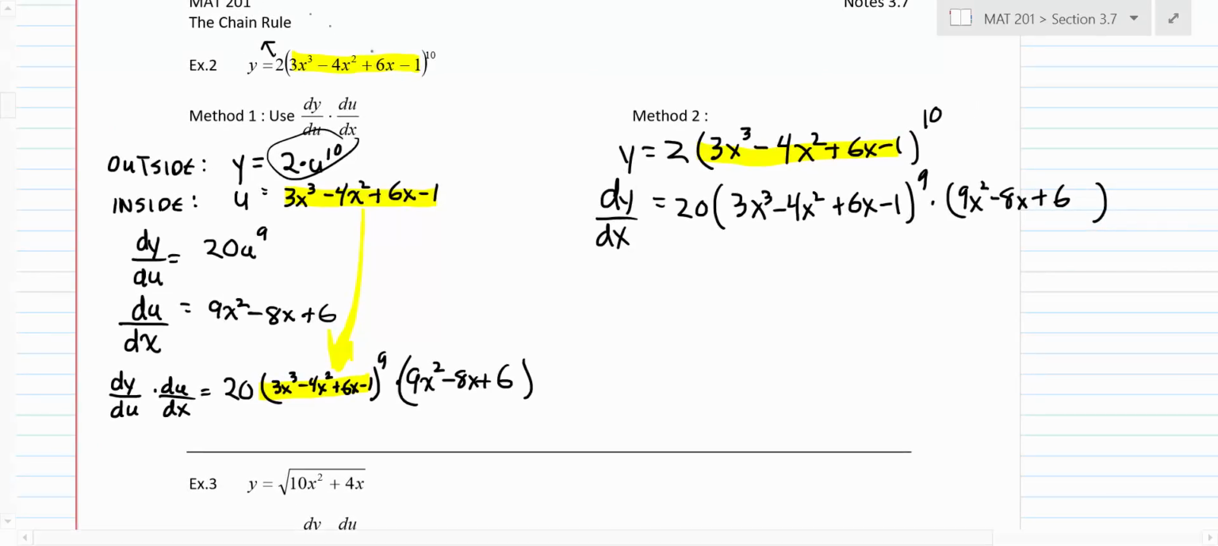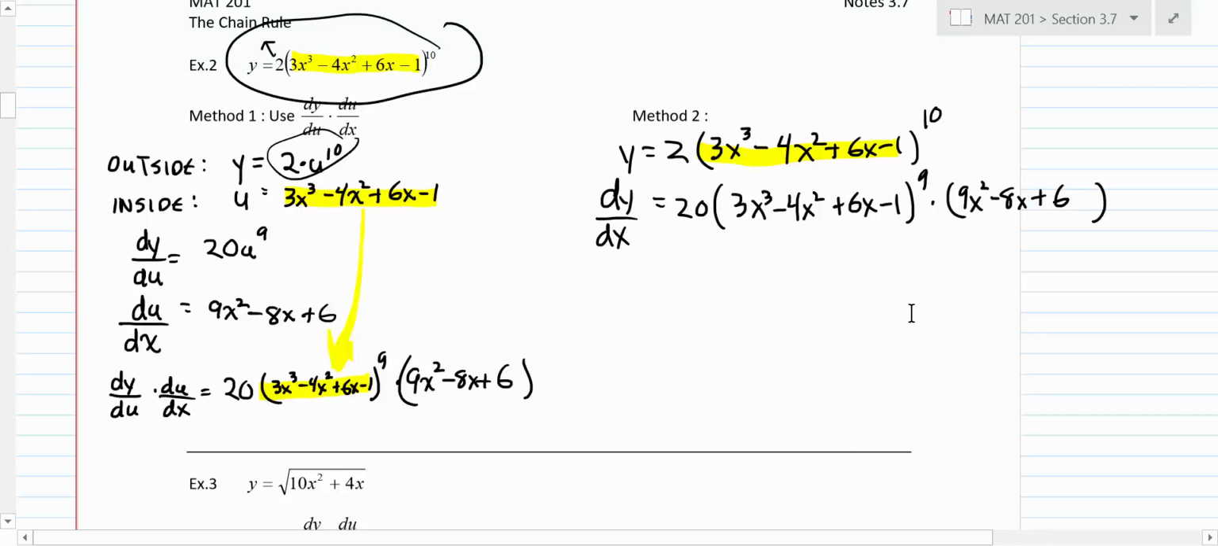Now, the beauty of the chain rule is this: if you didn't know the chain rule, you know what you'd have to do on that problem? Multiply it out 10 times, which nobody in their right mind is going to do, right? So the chain rule is very nice. It's a shortcut. It makes things go really simple when you have a composition of functions. Okay, are there any questions about that?